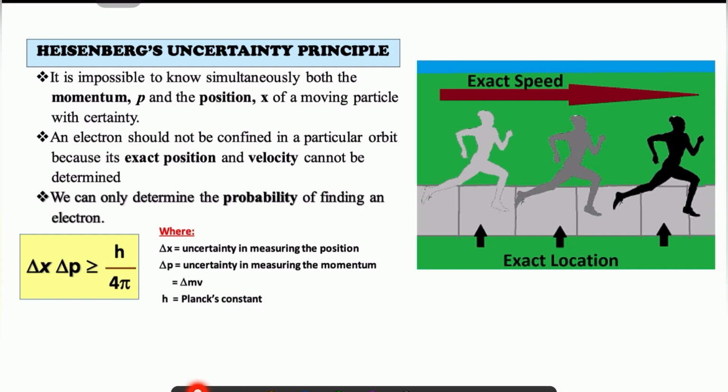So this is an analogy showing that you cannot determine the momentum and position at the same time. If you know the speed, then you wouldn't know the exact location. If you know the exact location, you wouldn't know the speed, because when you are not moving, there is no speed.